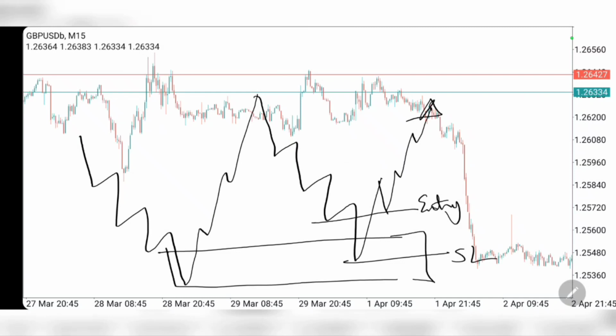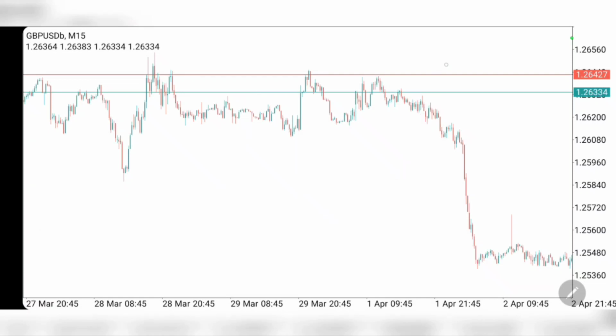So this is the first one. There are two more strategies under the Advanced Quasimodo strategy. So let's just look at the second one. The second strategy is this.